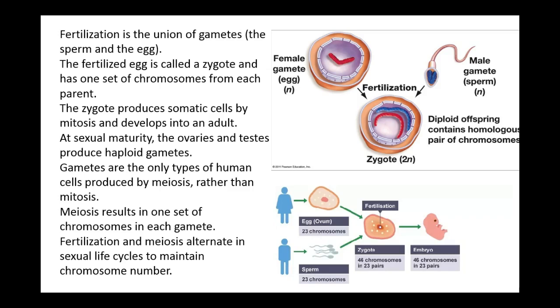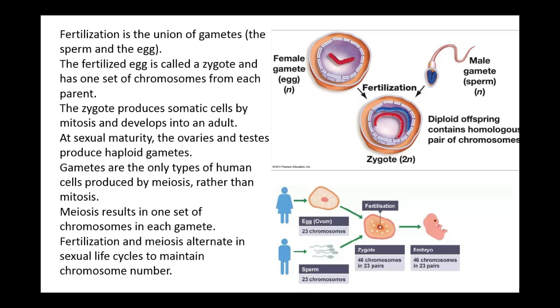Fertilization, we talked about this already, is defined as the union of gametes, male and female. A fertilized egg is called a zygote, and each has one set of chromosomes from each parent. So we're just defining these terms now that we've already introduced. Then after the zygote is created, it produces soma cells by mitosis, developing into an adult. It's a little bit more involved than that, but that's a simplistic version of the story of how a zygote becomes an adult, I guess you might say.